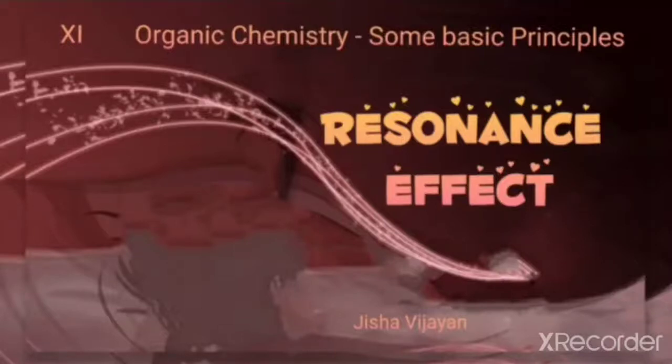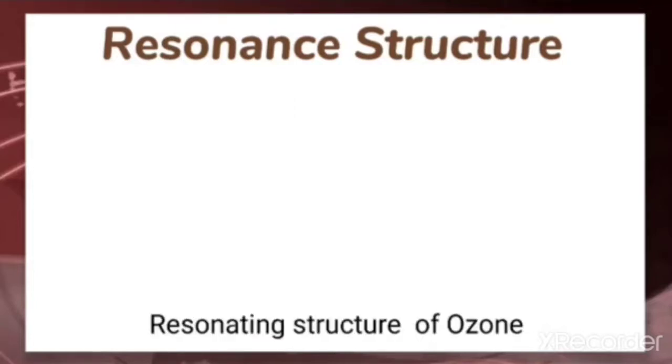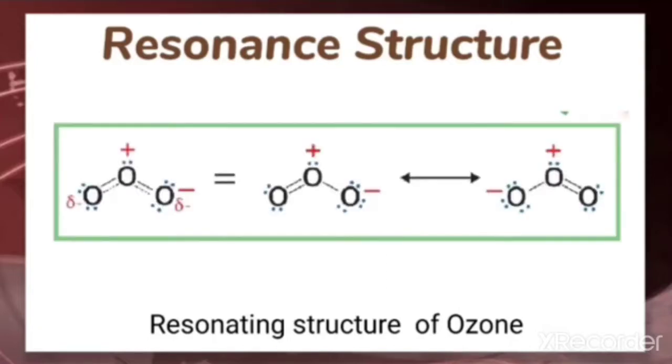Hello students, in this video we are going to discuss a very important concept in organic chemistry, that is resonance effect, which is also called mesomeric effect. There are a number of molecules whose behavior cannot be explained by a single Lewis structure. As we have already discussed in the case of the ozone molecule, to explain their behavior, two or more than two structures may be proposed. These structures are called resonating structures, and the actual molecule is said to be the resonance hybrid of these structures.